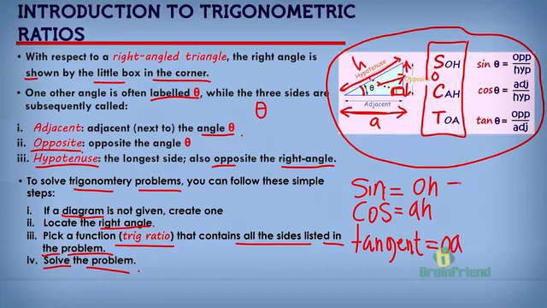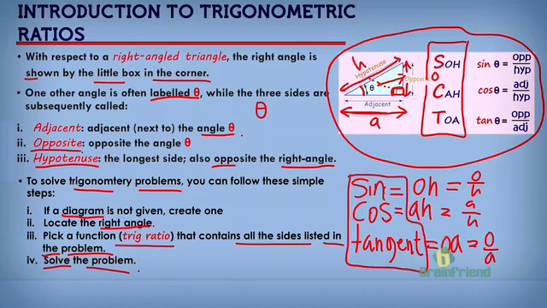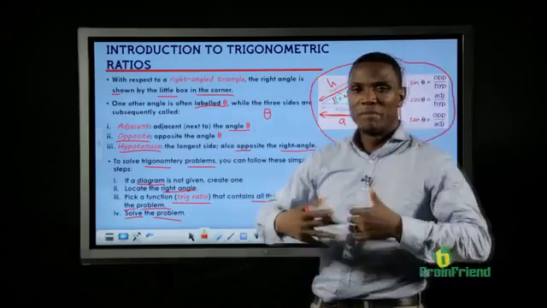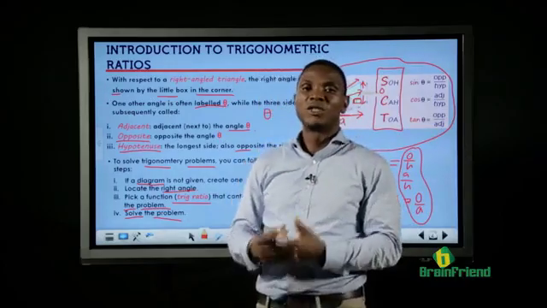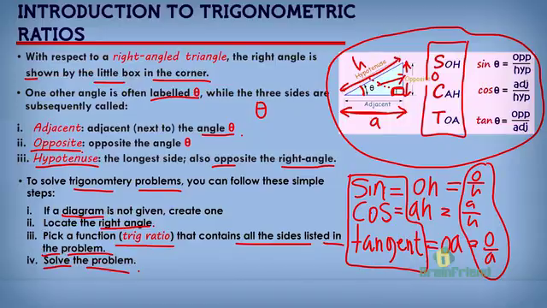The sine is the opposite all over the hypotenuse. The cosine is the adjacent all over the hypotenuse. And the tangent is the opposite all over the adjacent. All right? So, these are the functions, and of course, these are the sides concerned with our function. Now, to help us remember which function and which sides are concerned with the functions, we have a simple slogan known as SOHCAHTOA.